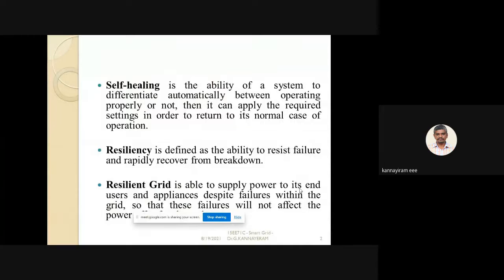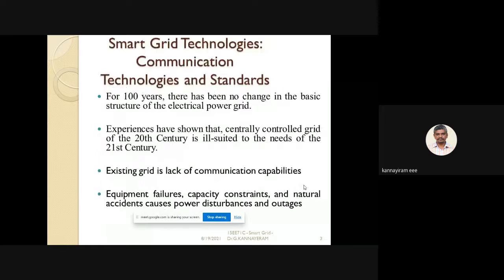Self-healing and resiliency we already discussed: the ability to resist failure and rapidly recover from a breakdown. Self-healing is the ability of the system to differentiate automatically whether it is operating properly or not. In case an abnormal condition takes place, it can bring the system back to the normal condition.